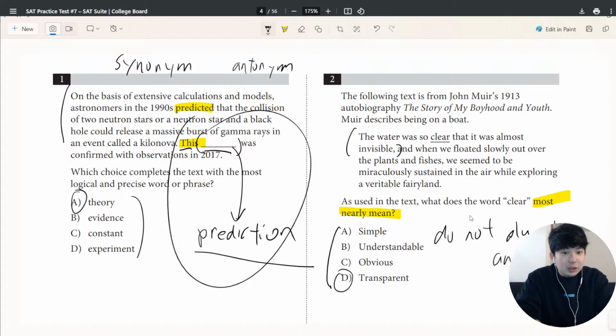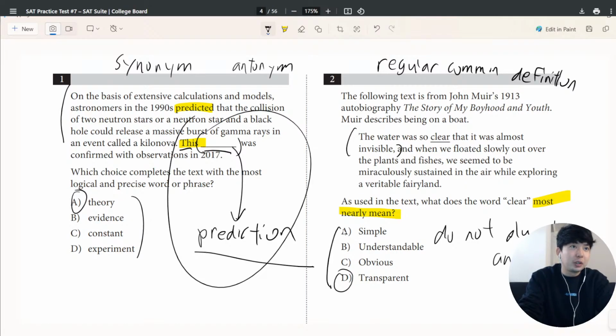With these, they will give regular and common definitions of the word. Because if I say the word clear, what is the most common usage of the word clear? I think it's kind of half and half. It could mean what we just answered, but it could also mean, like, is that clear, guys? Is that clear to you? As in, it is understandable, or it is obvious, or even it's simple. Notice that all three of these are kind of similar, and they are the regular meaning of the word. So they throw that in for you as a trap answer a lot in these "most nearly means."